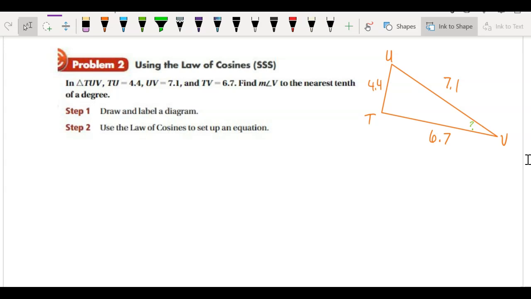Okay, let's write down how we're going to do this. Which angle are we looking for? We're looking for this angle, so we are going to use this for our squared value.